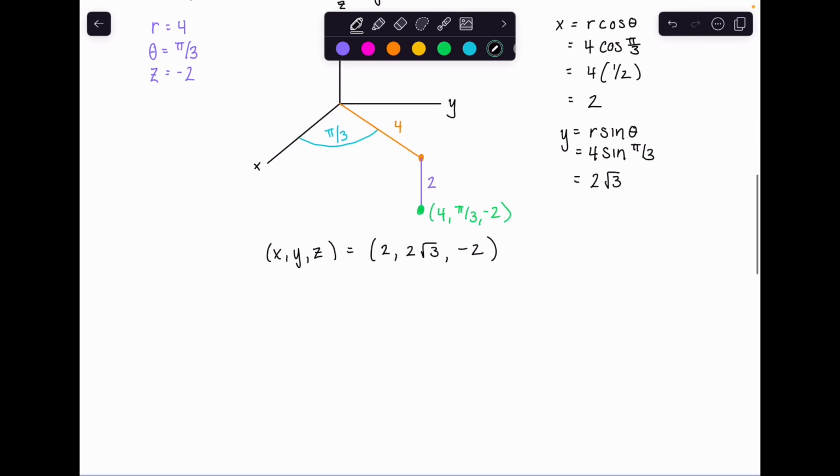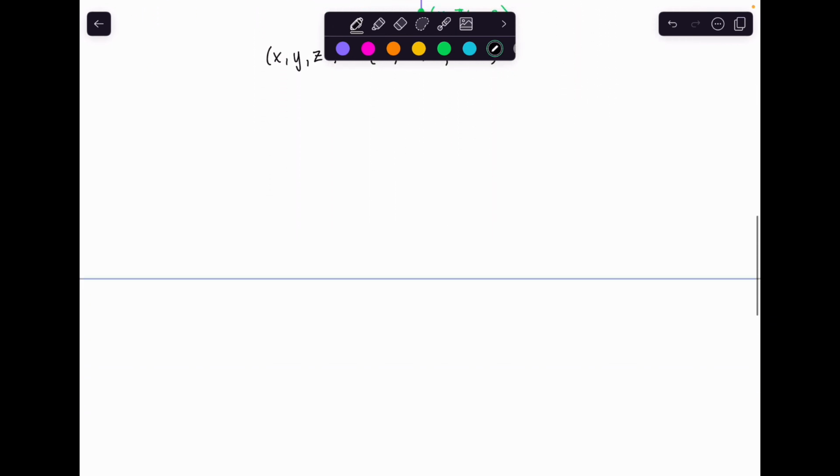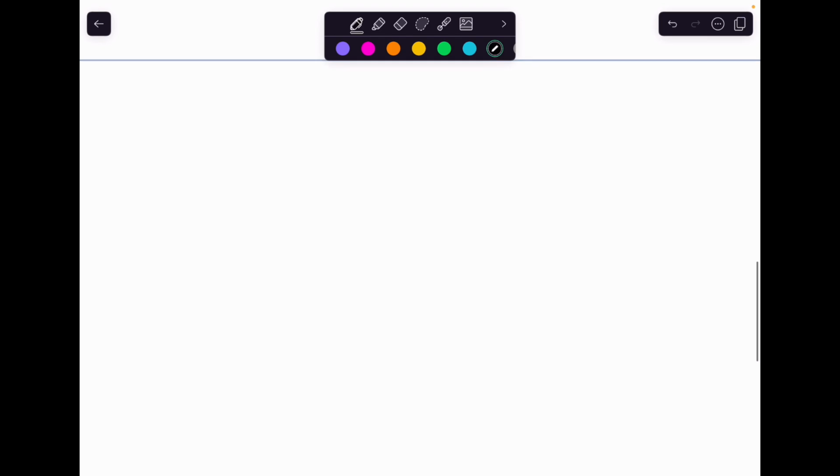One of the biggest things that you need to be comfortable doing is drawing pictures here, because that's going to make or break some of these problems. So let's try some examples. We're going to identify the surface. We're going to be given it in cylindrical coordinates, and we want to figure out what that surface looks like.